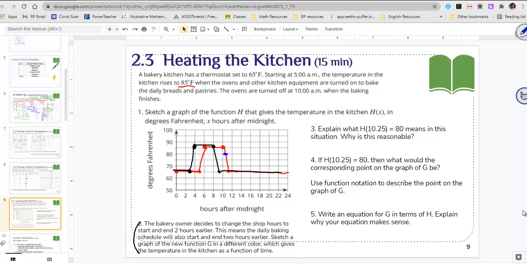So put that point there on our original graph that we had a point at 10.25, comma, 80 degrees. That makes sense. They've turned off the ovens at 10 o'clock. About 15 minutes later, the temperature has started to go down to be 80 degrees. The corresponding point on the G graph, on our new one that we rewrote after they changed their hours, would be at 8.25 and 80 degrees.